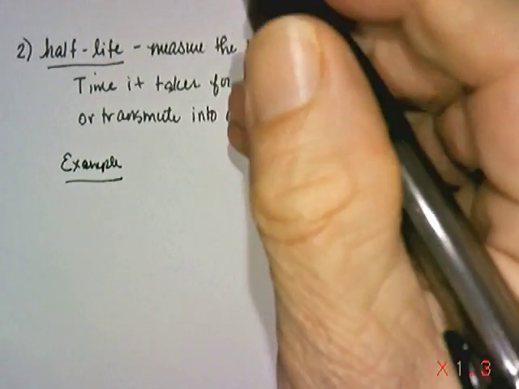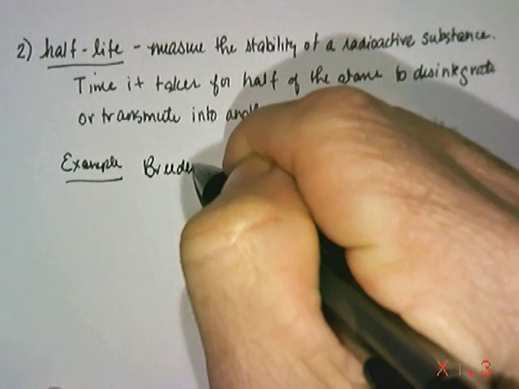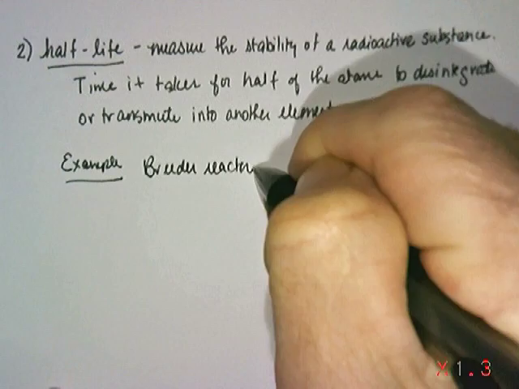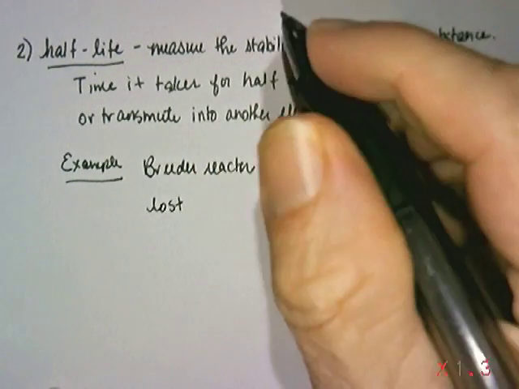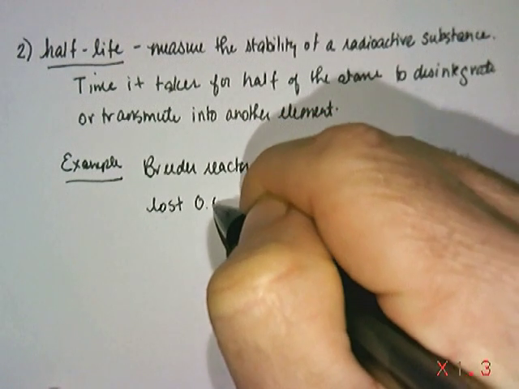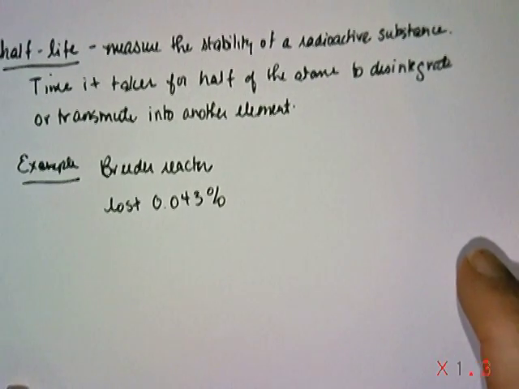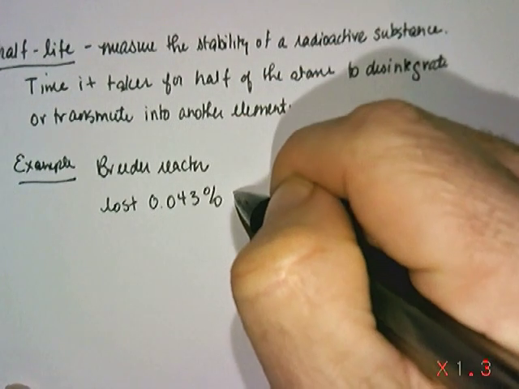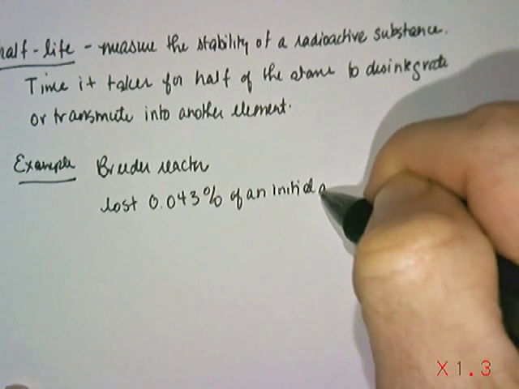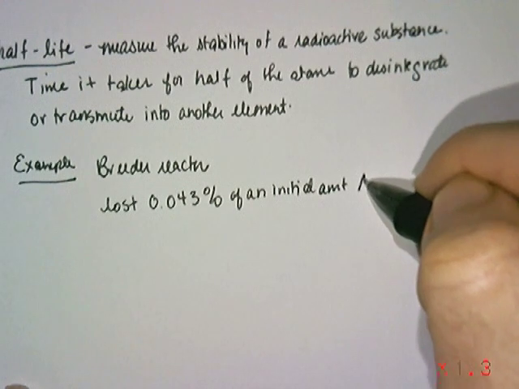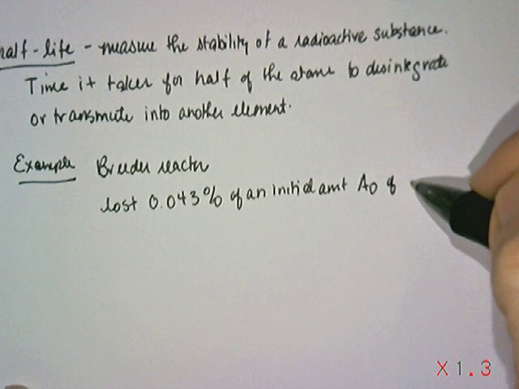will involve plutonium-239. So suppose that you had a breeder reactor. And in the reactor you've lost a certain percentage of the original plutonium. So suppose that you've lost 0.043%, which is a very small percentage. Suppose you've lost that much of an initial amount. And we'll say the initial amount you had was A0.